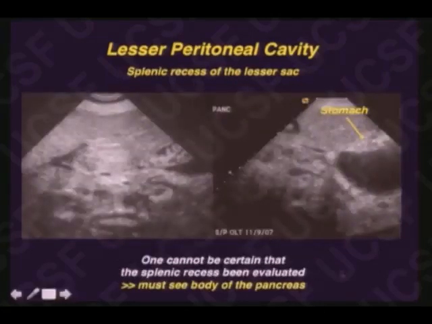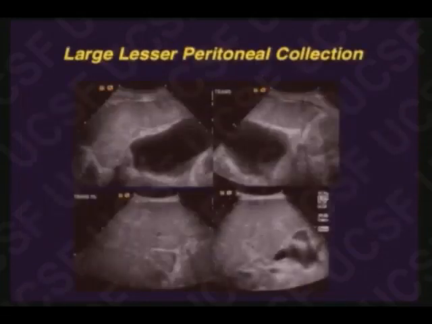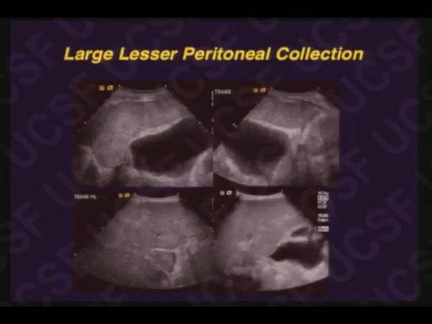Now, when it comes to the splenic recess, we cannot be sure unless we've actually seen the body of the pancreas. So here is some ascites in the splenic recess. Here, a pseudocyst in the splenic recess. Now, to be perfectly honest, I don't really find it that challenging to find lesser peritoneal collections. Here we see quite a large one.